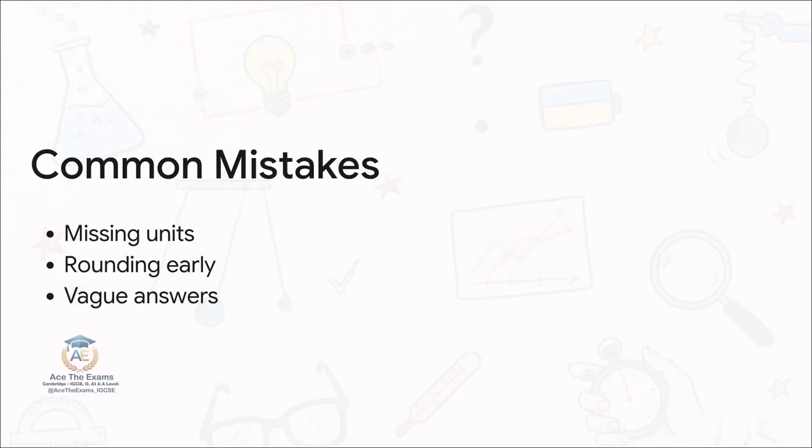The stakes here are massive. There are incredibly common mistakes that act like absolute grade destroyers. I'm talking about leaving your units off entirely, rounding your numbers way too early in the middle of a calculation, just throwing down vague explanations. Or what about mixing up your graph axes? That instantly ruins your gradient calculation. Or writing a conclusion that your very own data table doesn't even support.